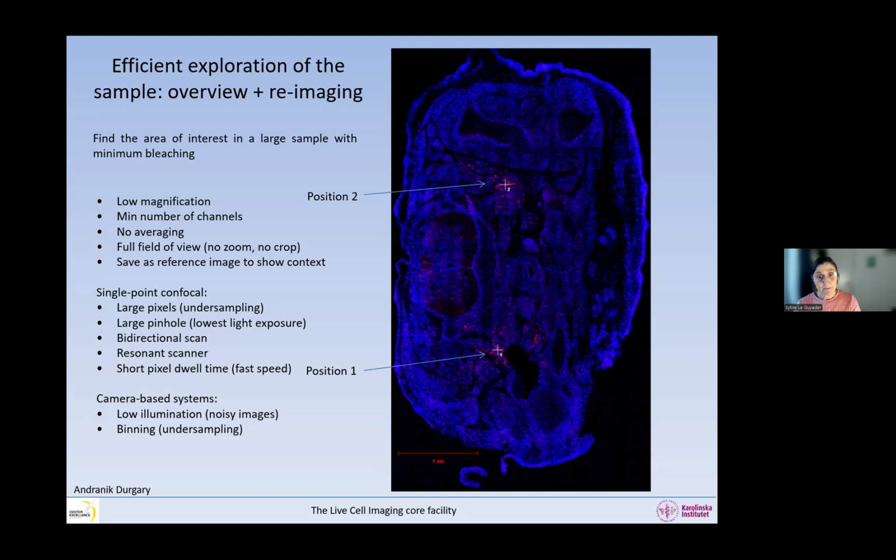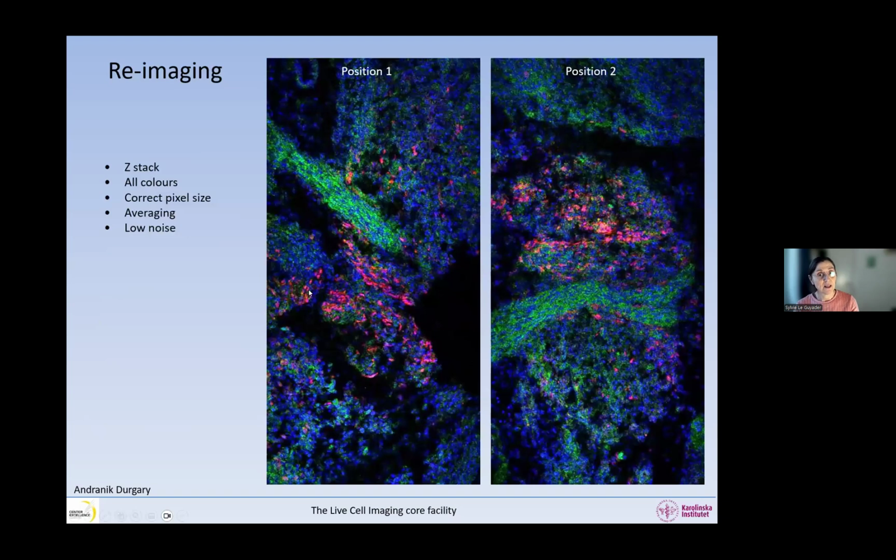And then afterwards, you go back to each of these positions after changing the parameters on the microscope. Maybe you're going to use a different objective. You're going to use a higher sampling, so smaller pixel size. Maybe you're going to do a Z stack. You put more colors, etc. So we're going to revisit these positions that we have found in the big overview and that were potentially interesting, and then we go back there and we image. And then when we publish, we're able to say position 1 and position 2 are in these areas of this big overview.